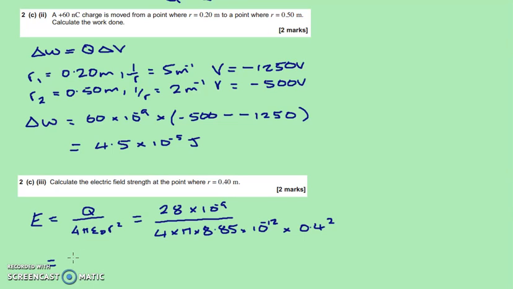Gives us an electric field strength of 1574 volts per meter. We don't want to leave it like that. It's 4 significant figures. We've got 2 here, which is likely to be our smallest, so we'll go for 1600 volts per meter. And that takes us all the way to the end of that question.